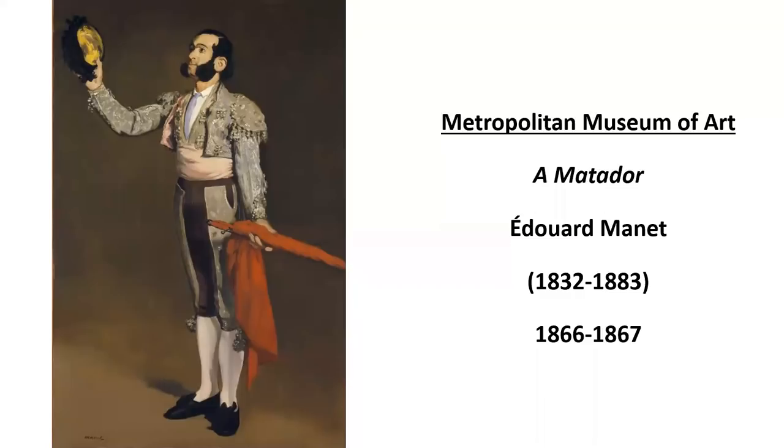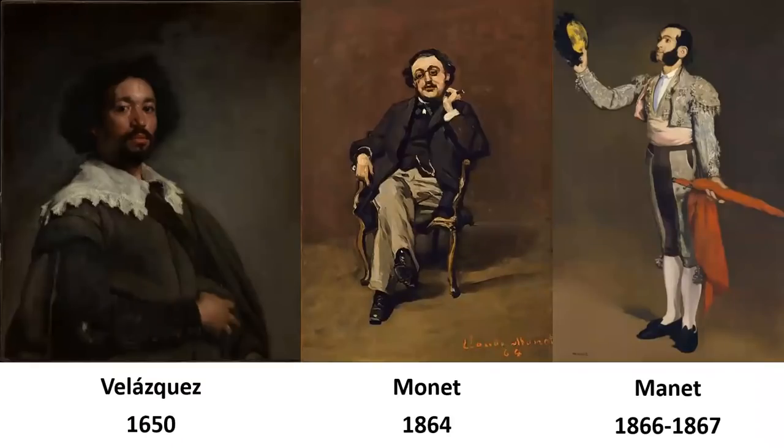So the reason I'm showing you these 3 paintings is that when you line them up side by side, they all look very similar stylistically. They're all an individual person. They all have a very dark background. The coloring has a lot of dark colors in it, as far as grays and browns and blacks. And it's a solitary figure with the effect of light and shadow.